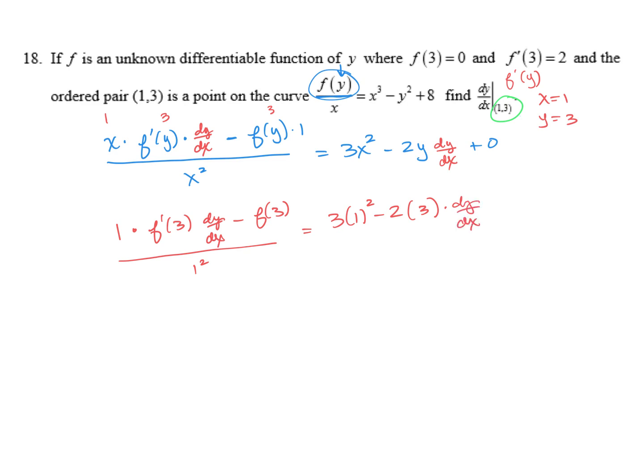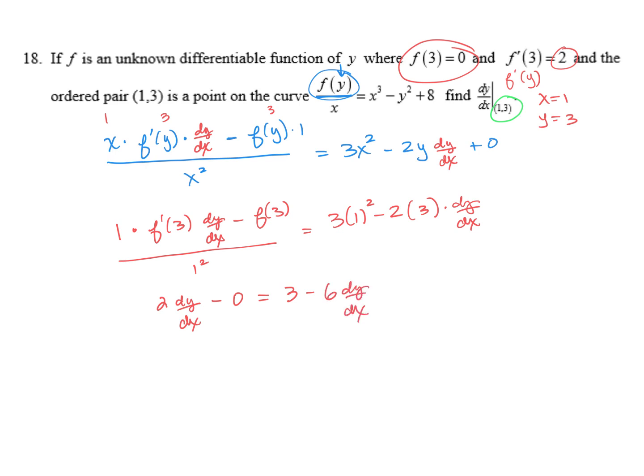In fact, if you notice, this whole denominator is just divided by 1 now, so we can leave that alone. And we can go and grab f prime of 3. So f prime of 3 is 2. So it's 1 times 2. So we have 2 dy over dx minus f of 3. That's here, which is minus 0. Oh, love that. And this is 3 minus, this is 6 dy over dx.